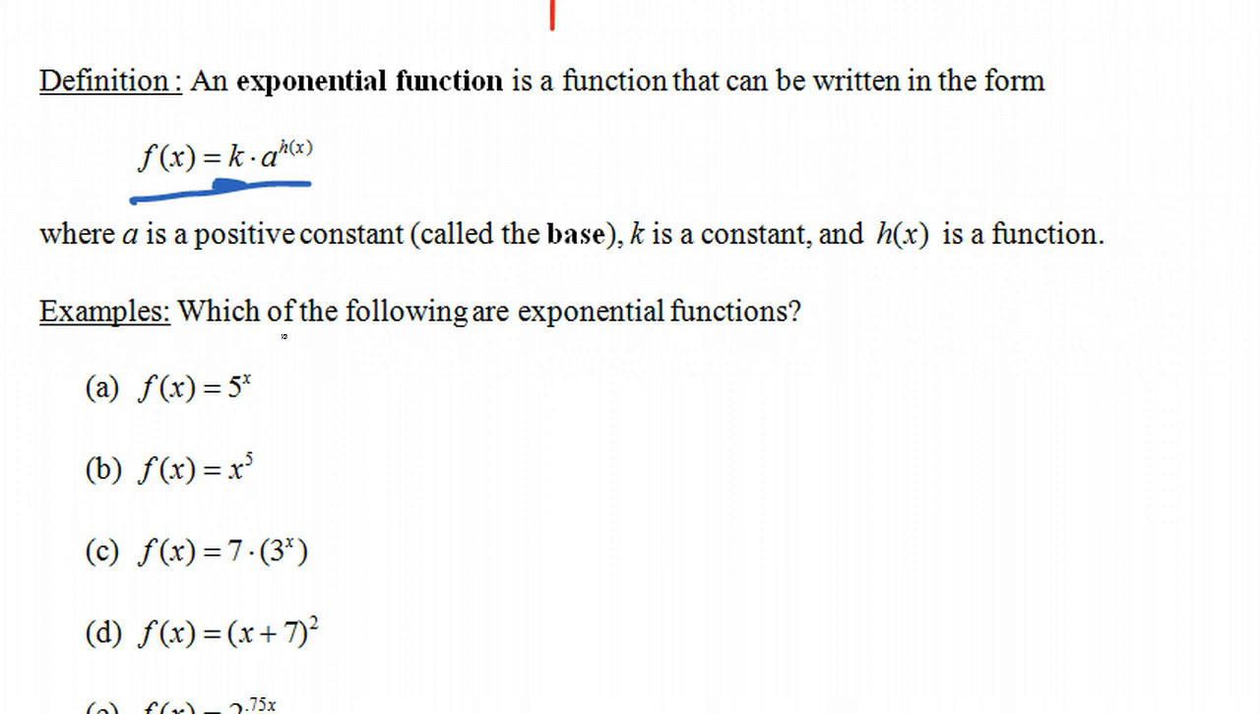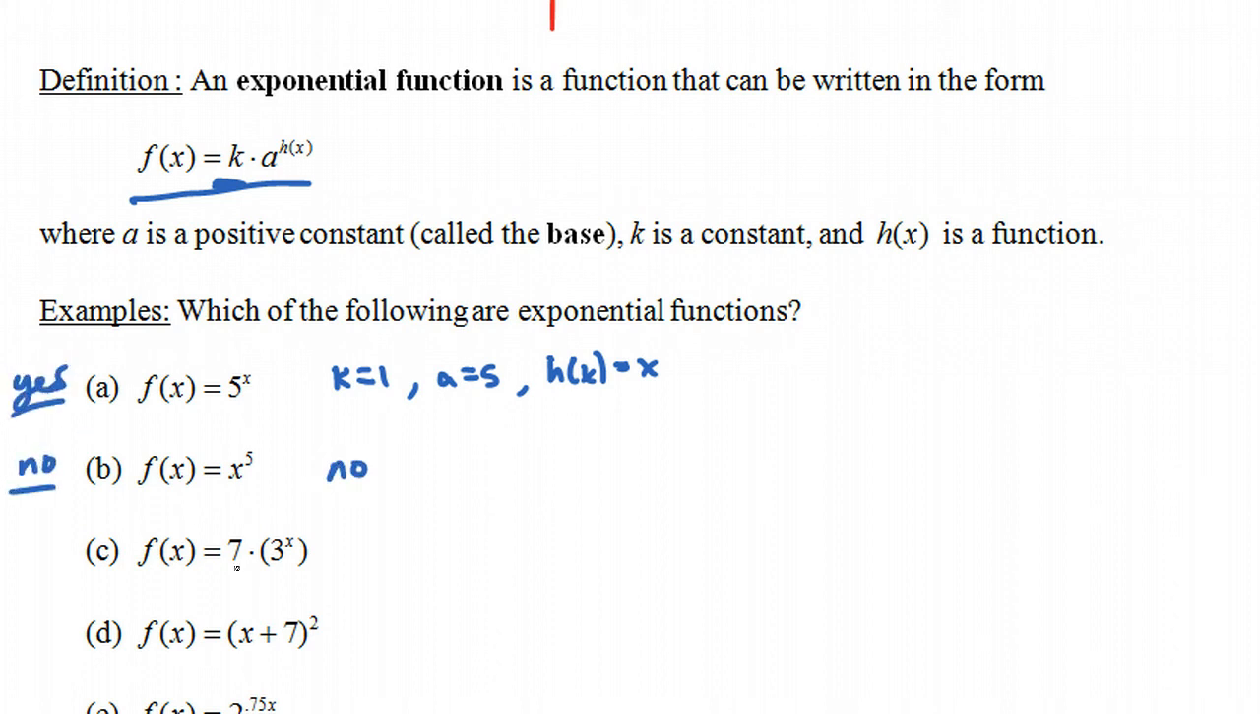Which of the following are exponential functions? Part A is 5 to the x. Is that an exponential function? Yes, because k would be 1, a would be 5, and h of x would just be x. What about x to the fifth? Is that of this form? No, because a cannot have any x's in it. A has to be a constant. So the base here has to be a constant. So this is no. By the way, the answer here was yes.